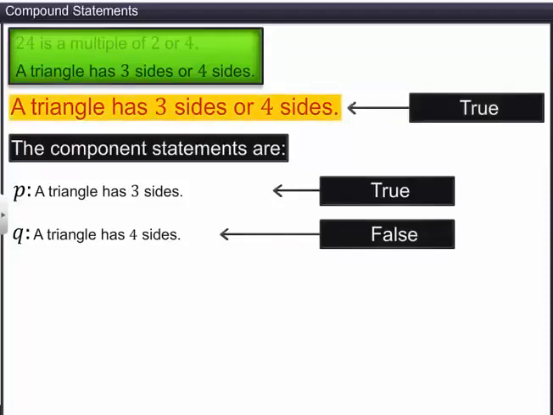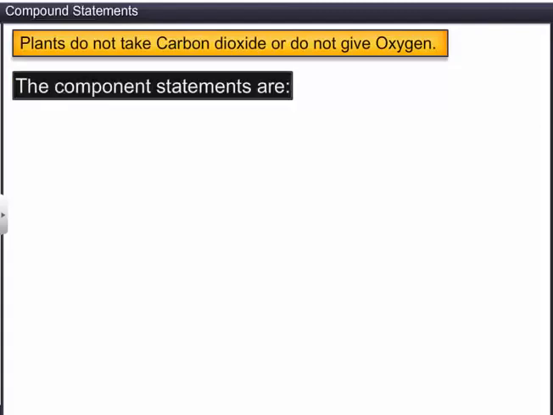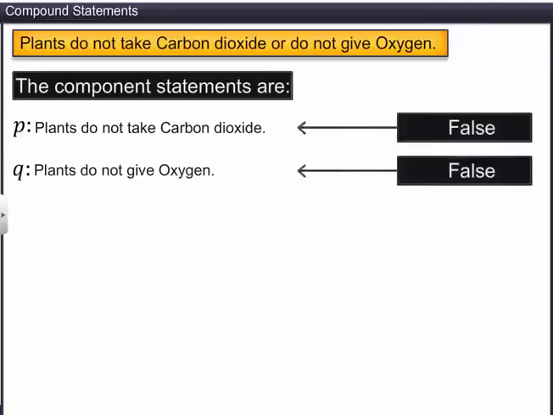Let's look at another example. Plants do not take carbon dioxide or do not give oxygen. The component statements of the given statement are: plants do not take carbon dioxide. Plants do not give oxygen. We know that both the statements are false. Therefore, the compound statement is also false.